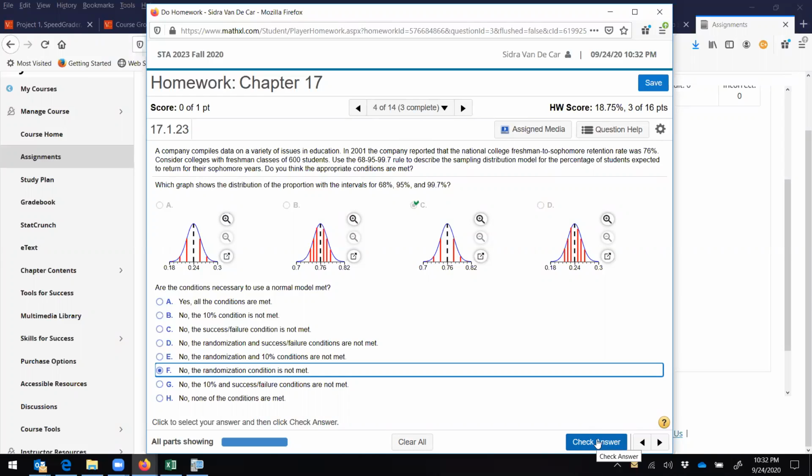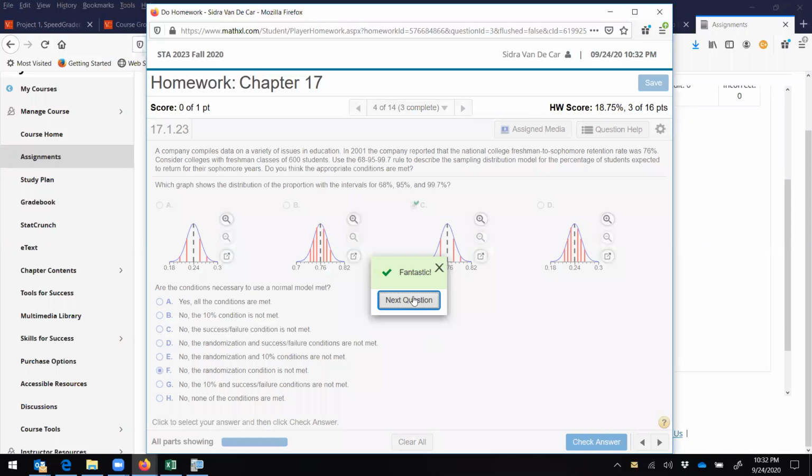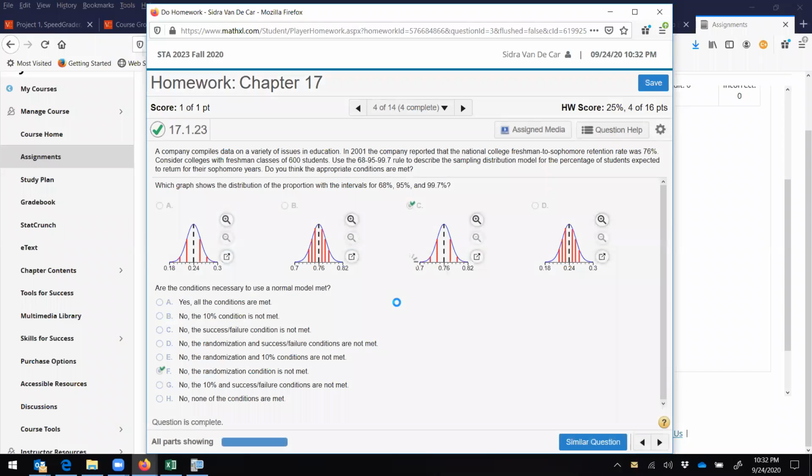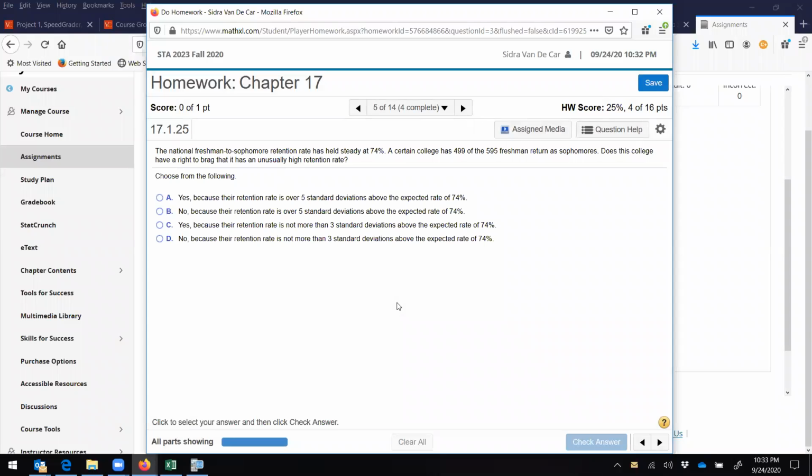Again, if these are typical of the students, but that's not really specified how they got it. So we've got to just say the randomization is an issue here because it wasn't specified.